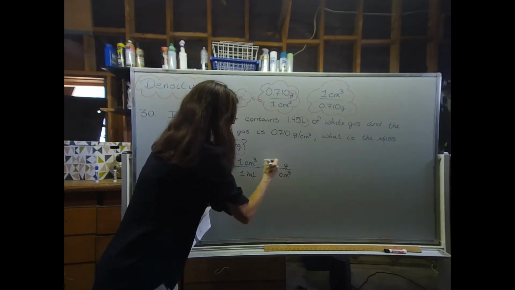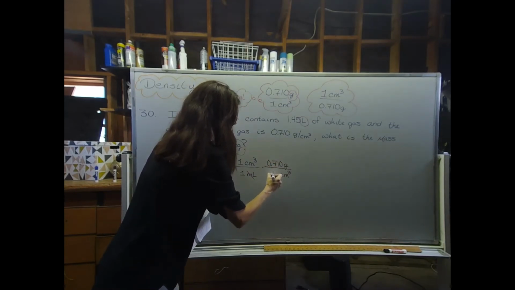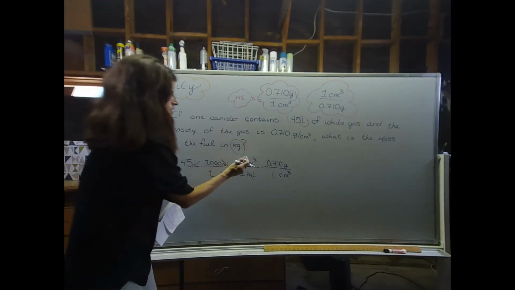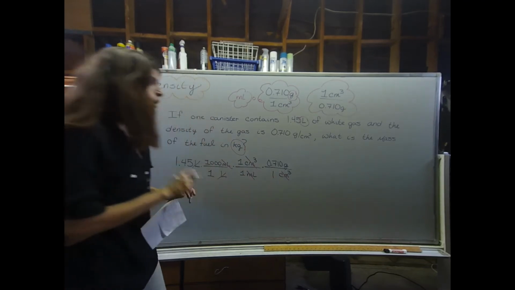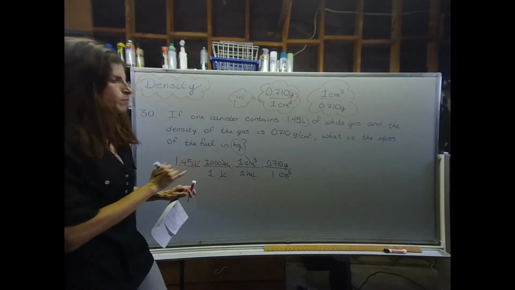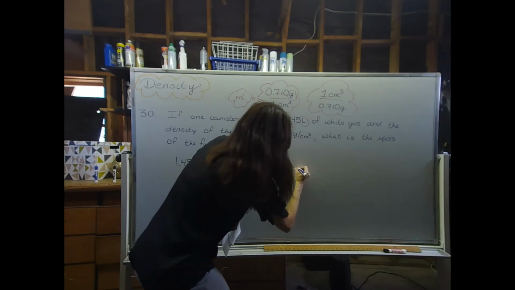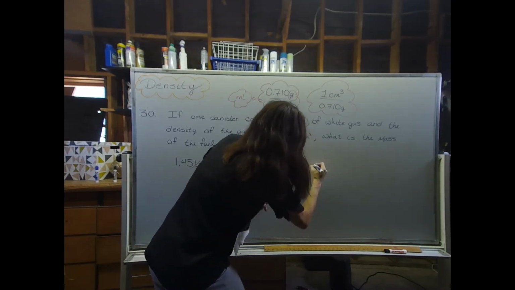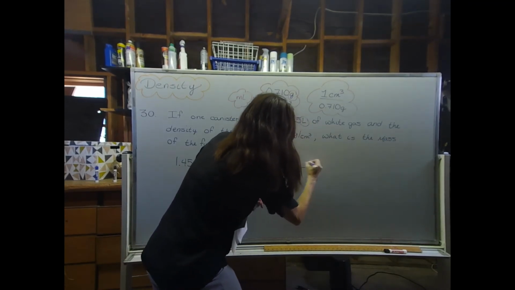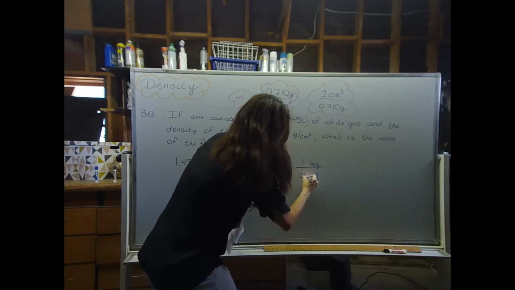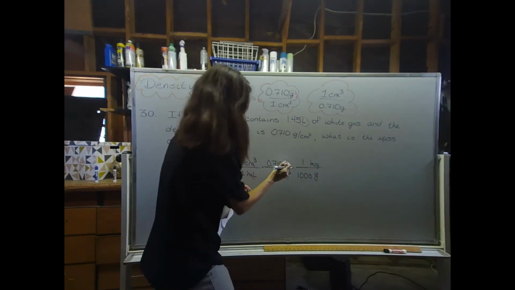So I'll do 0.710 grams in 1 centimeter cubed. Now that's gone. Almost there. We got to get to kilograms, so we might as well do that. So we're going to get rid of grams. I'm going to do 1 kilogram has 1,000 grams.